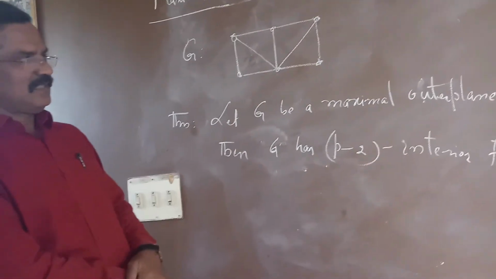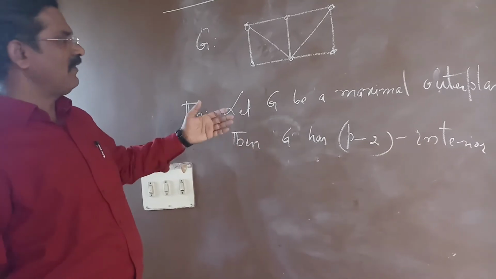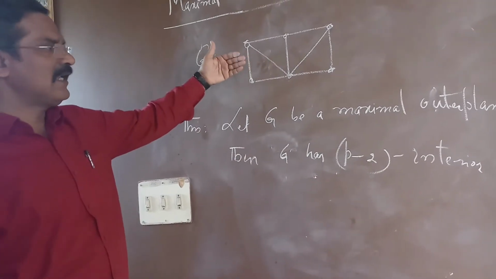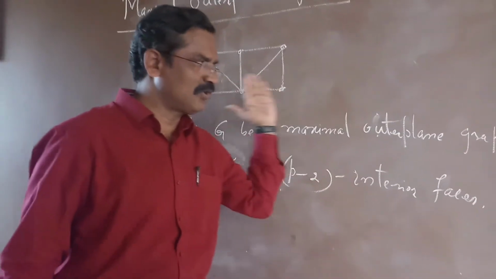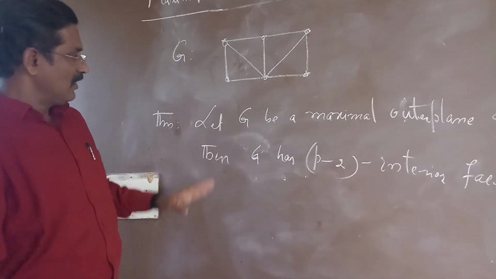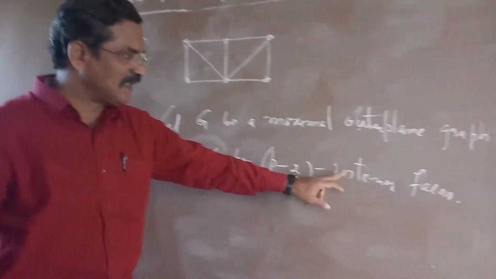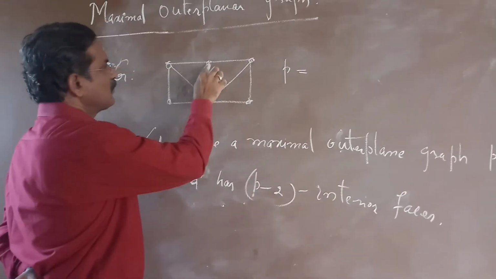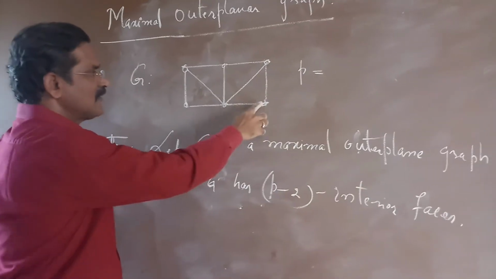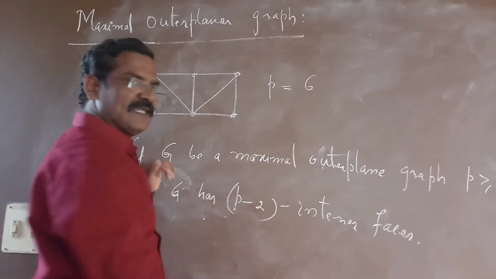This is the result. For example, we try to verify this result. So this is a maximal outerplanar graph with P greater than or equal to 3 vertices. Then G has P minus 2 interior faces. How many vertices are there in this graph? 1, 2, 3, 4, 5, 6. So there are 6 vertices.